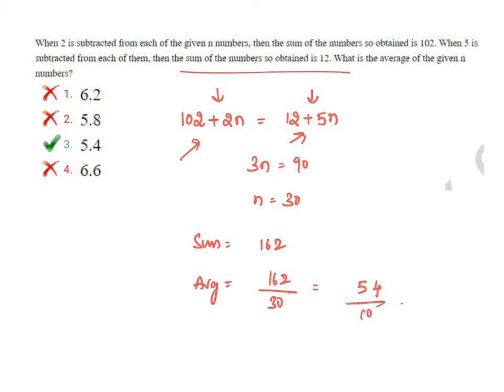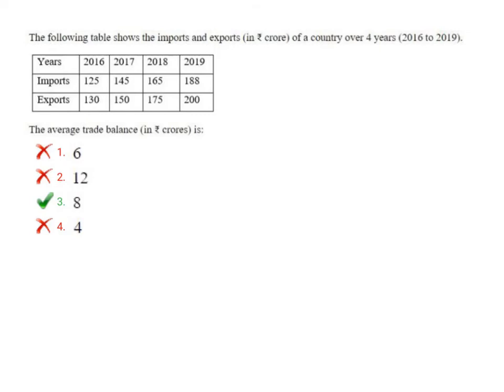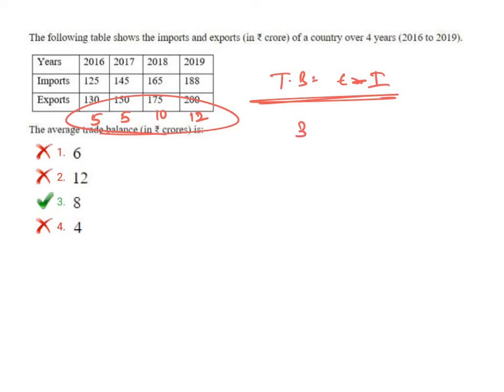50 by 10, which is 5.4, is the average. The following table shows the imports and the exports in crores of a country over 4 years, 2016 to 2019. Find the average trade balance in crores. Here trade balance is not given, but generally trade balance is nothing but exports minus imports. This is the trade balance, so do it. So this is 5, this is also 5, this is 10, and this one is 12. Average trade balance is, sum is 32 by 4 years, so on an average it is 8 crores.